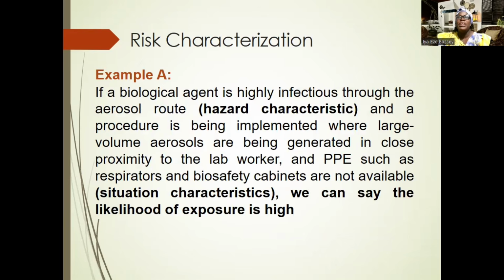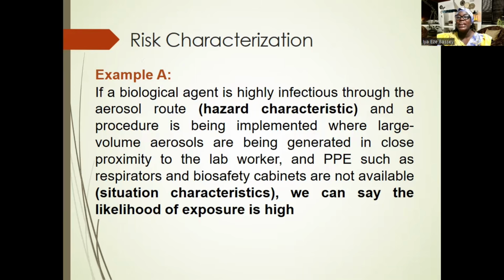So, for example, if a biological agent is highly infectious through the aerosol route, that is through breathing it in, that is the hazard characteristic, and the procedure being implemented is one where large volume aerosols are being generated close to the worker. If PPE such as respirators and biosafety cabinets are not available, we can say that the likelihood of exposure is high. But if they are available, we can say the likelihood of exposure is low.